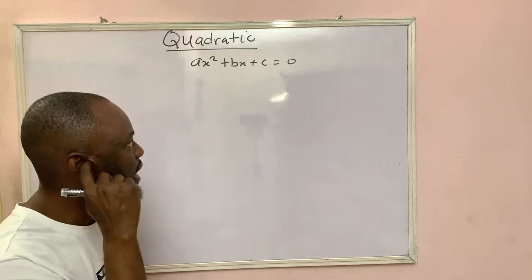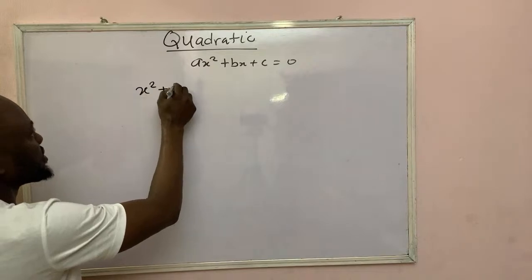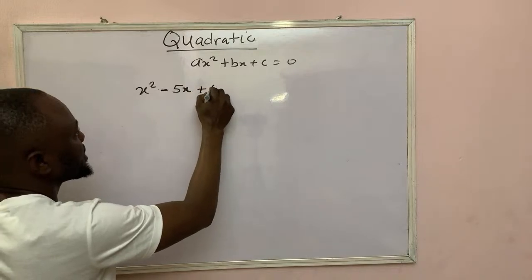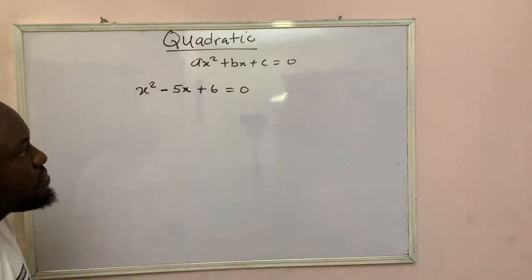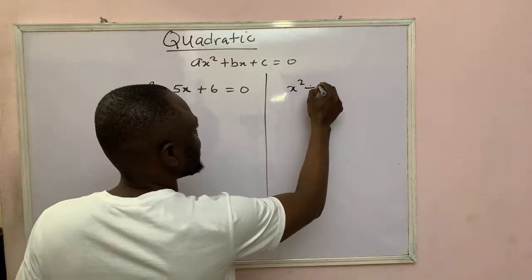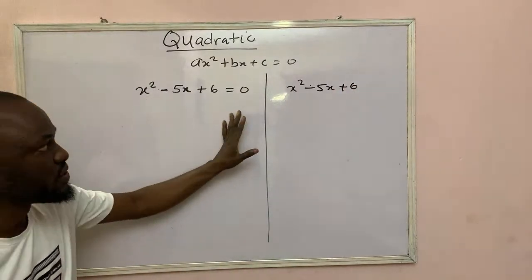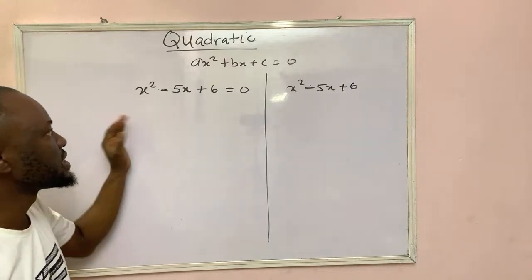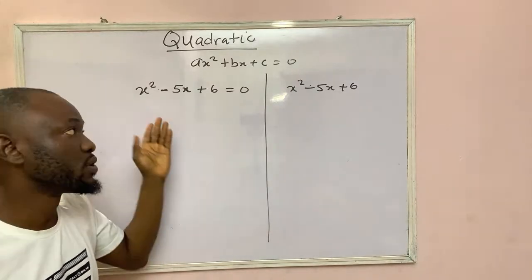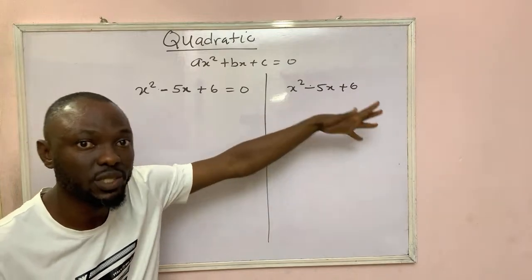All right? Now, let's assume we have x squared minus 5x plus 6 equals 0. You can have it like this, or you can have it like this, x squared minus 5x plus 6. If you're asked to solve this equals to 0, that shows they want you to find the solution for this function. But when it is like this, they just want you to solve it without equating it to 0.